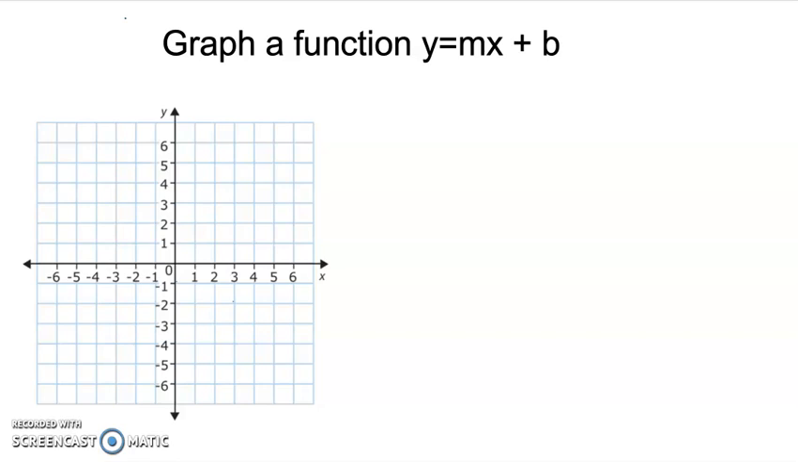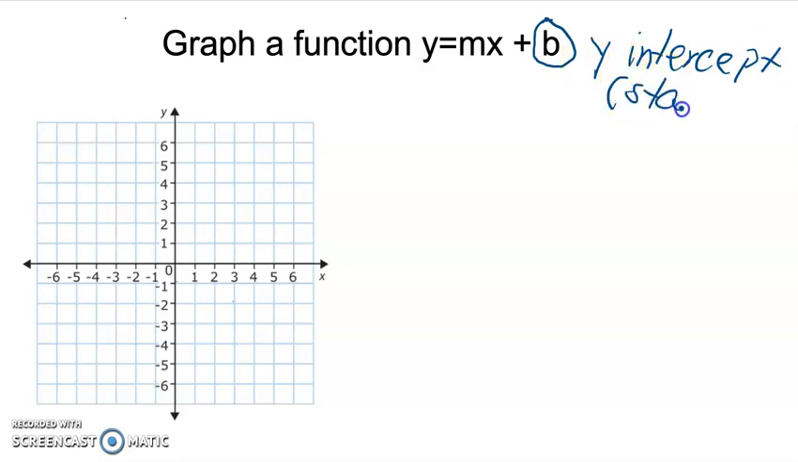So let's graph a function y equals mx plus b. First of all, let's go over what those letters mean. So b is our y-intercept. This is our y-intercept, and this is where we start. That's our starting point.